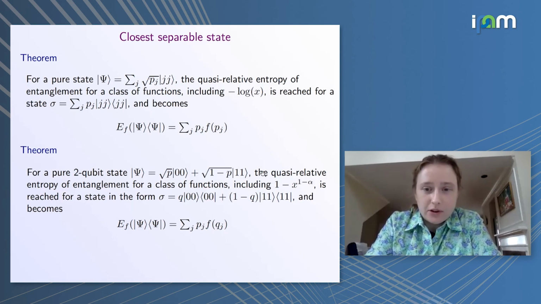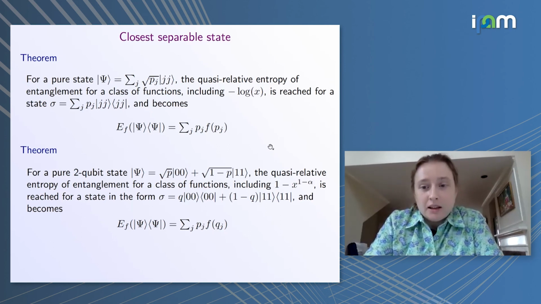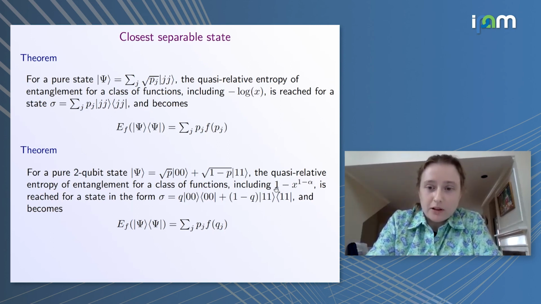in 0, 0, say 1, 1, then the quasi-relative entropy of entanglement, again, for some class of functions that includes the power function, is the state of the form in the same sort of basis 0, 0, and 1, 1. The Qs have to be calculated separately. It's a bit more complicated formula for the Qs. It depends on P, of course. And the expression for the entropy of entanglement is Pj times F at Qj.